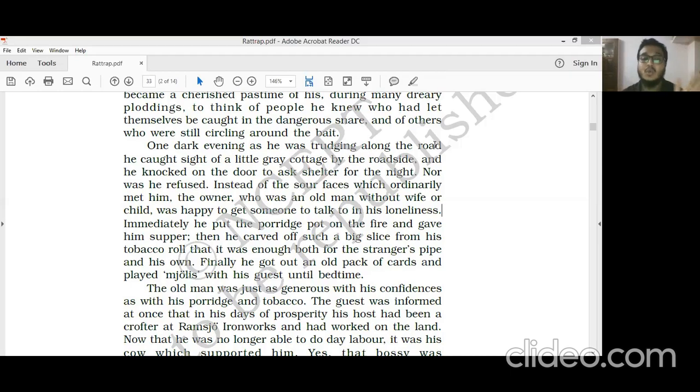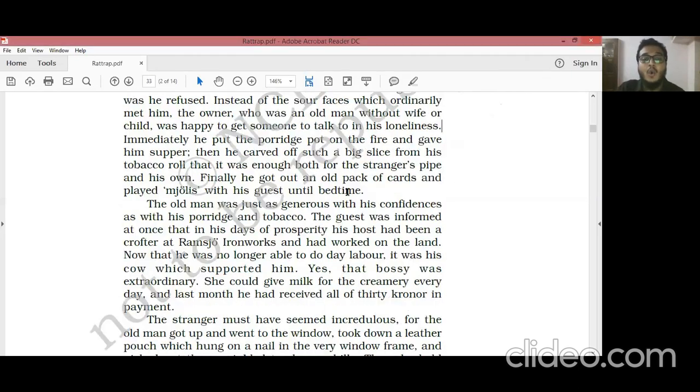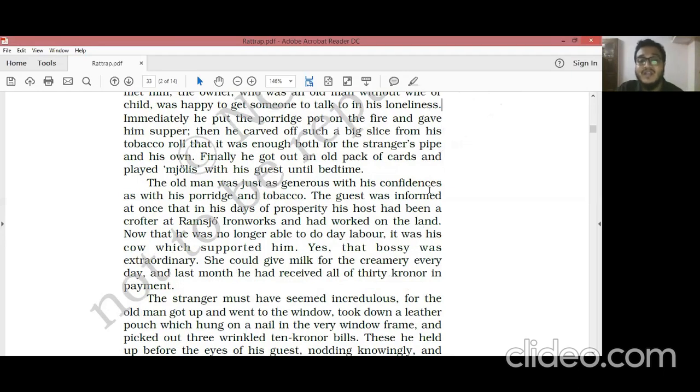Who is the host? The host is the old man here, and who is the guest here? The peddler, vagabond, tramp. Okay. Next one. The old man was just as generous with his confidence as with his porridge and tobacco. So we can see the man was generous. He was a very good, nice man who showed his generosity. When you don't know anyone, you cannot offer him to stay in the house, you can only give food. He was so generous. He welcomed him to his house. He gave him food. He shared everything with him.